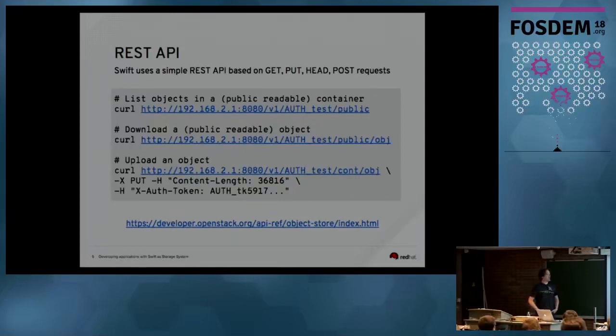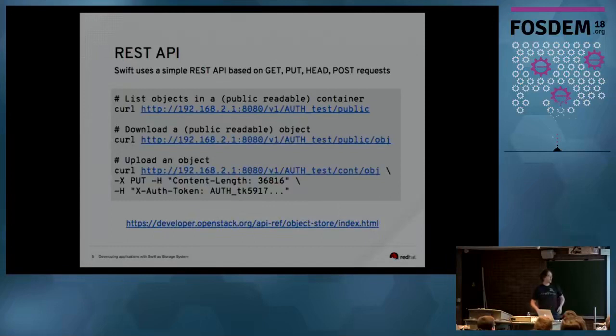Even a simple GET request is a simple REST API request. When you have an endpoint that looks something like this, with these parts, ours test, for example, is your account name, and public in the first example would be your container name. By doing so, you get a list of objects back, at least if this is a public readable container. If this container is public readable, then you can also download the objects by just appending the object name at the end of the URL.